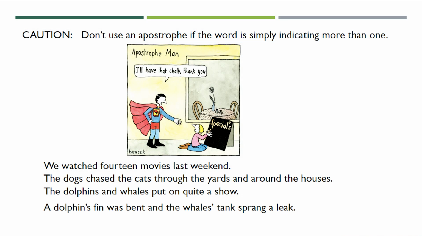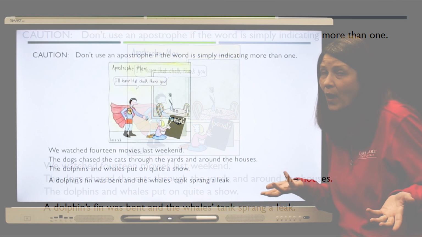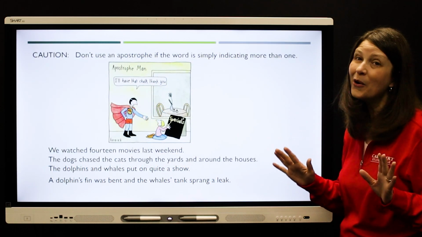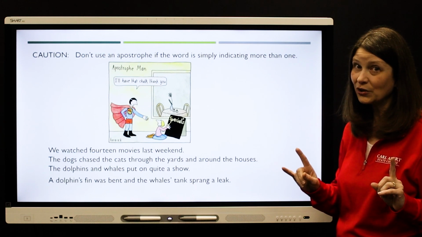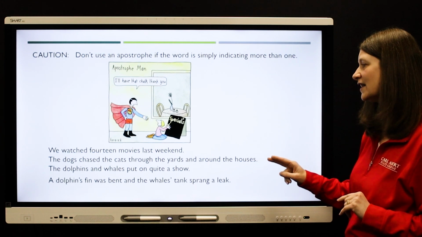The dolphins and the whales put on quite a show. There's just more than one dolphin and more than one whale, but in this example, they're not owning anything, so no apostrophes are needed. However, let's look at this last example.